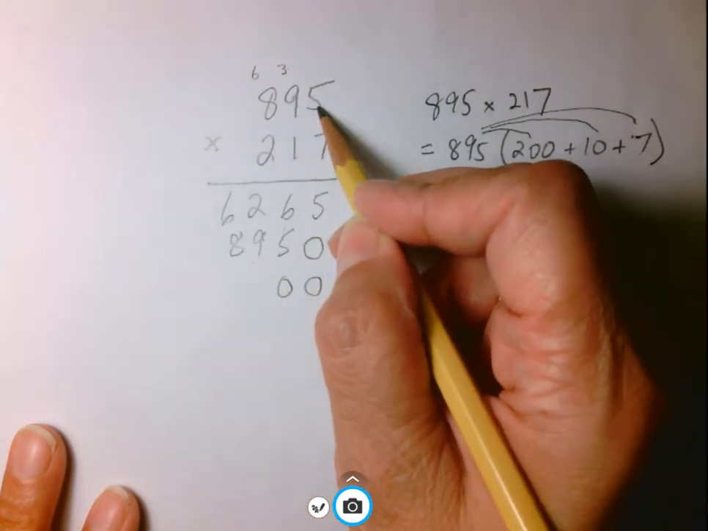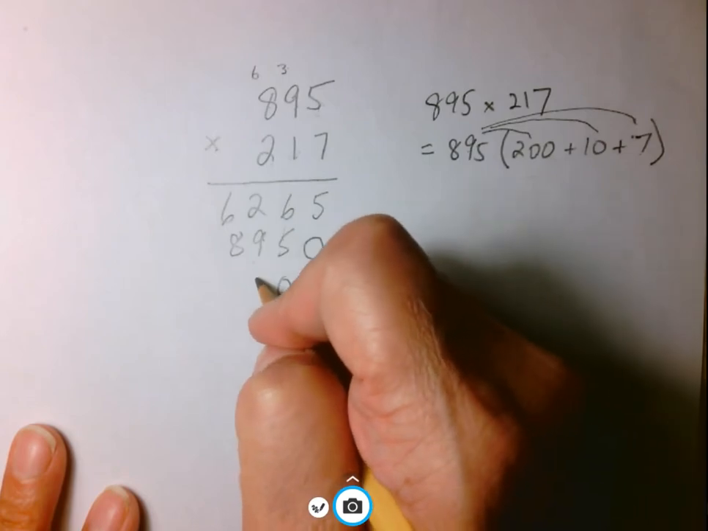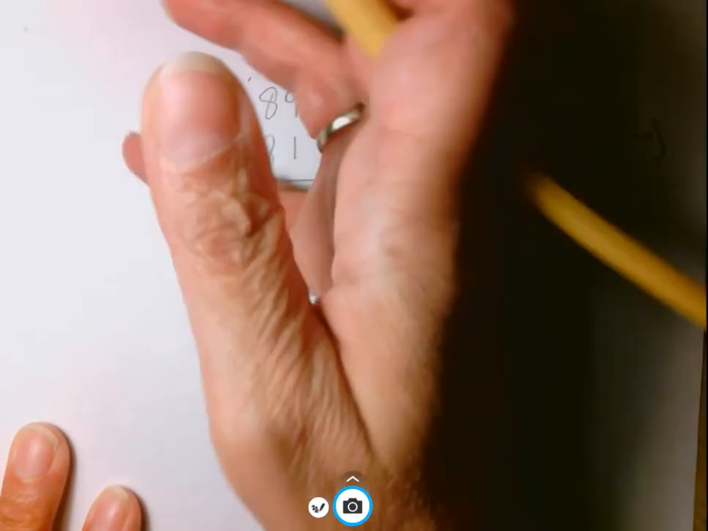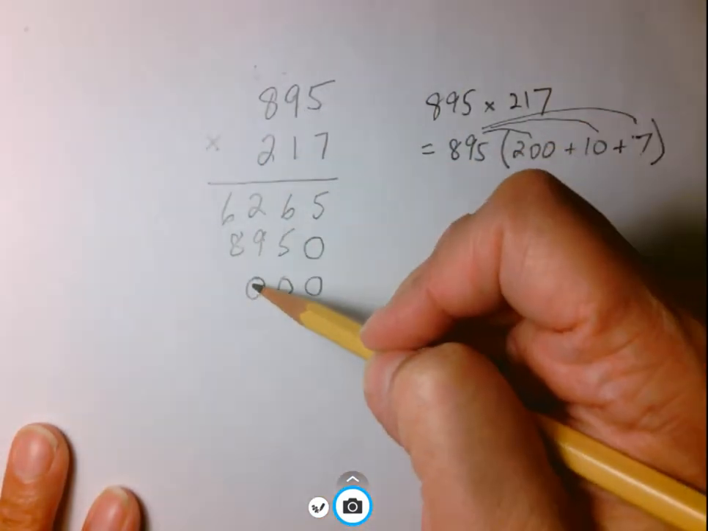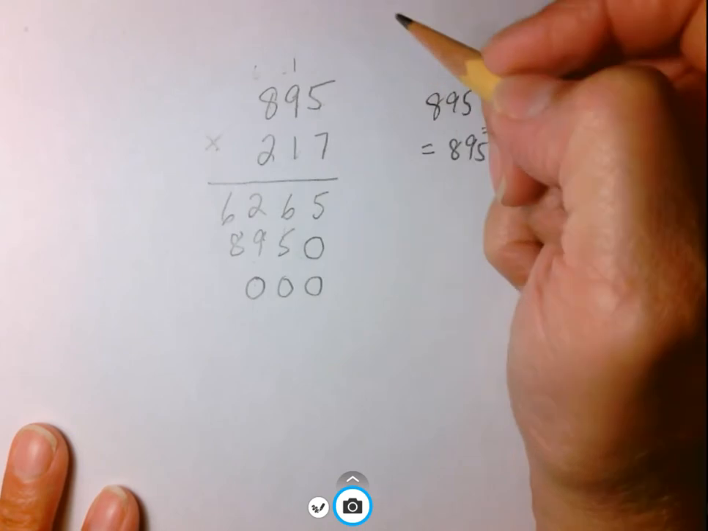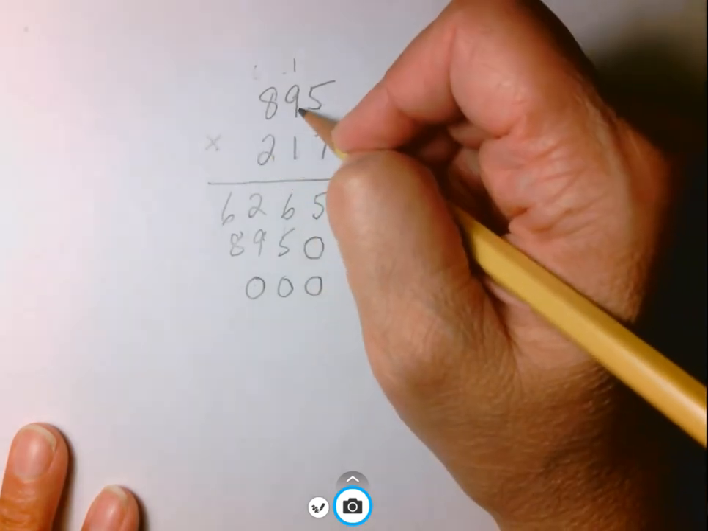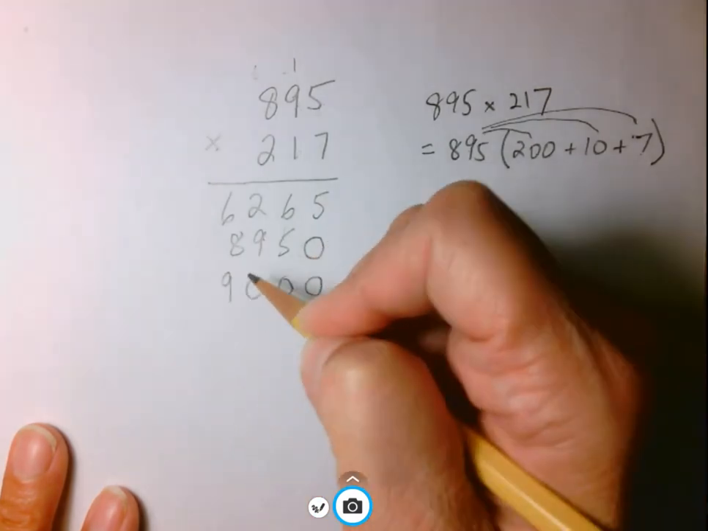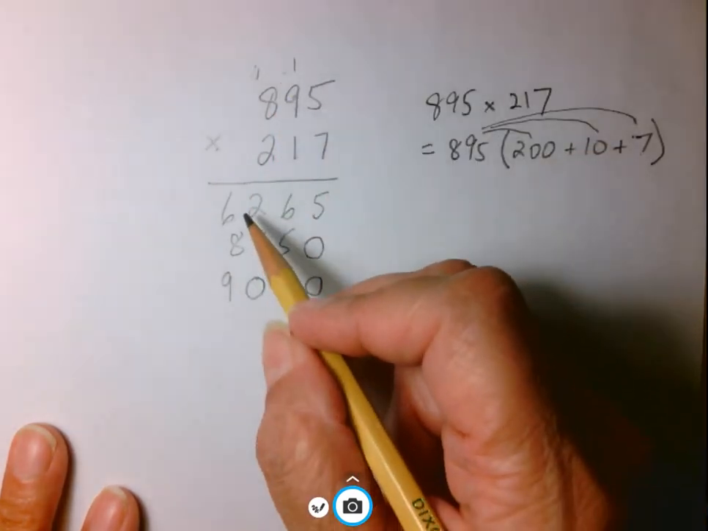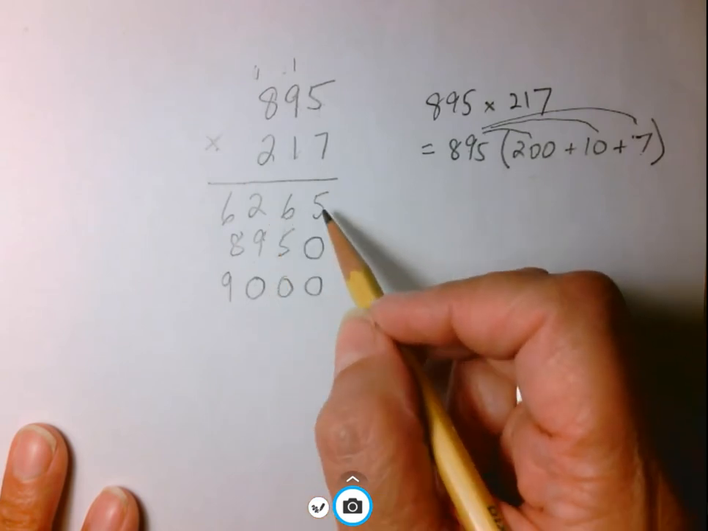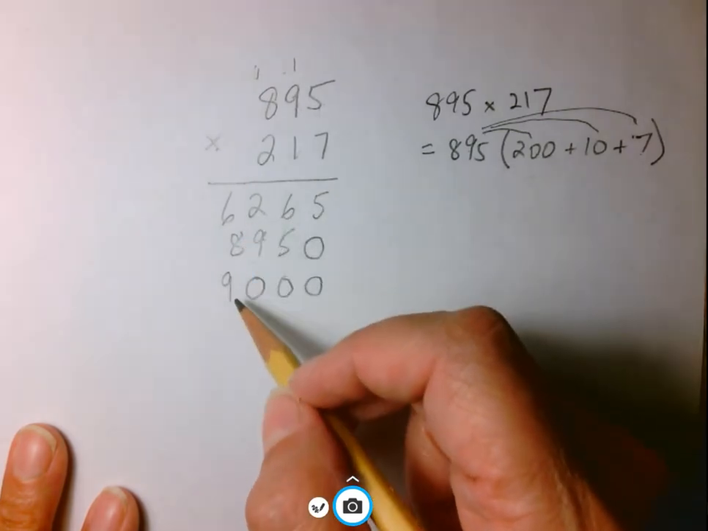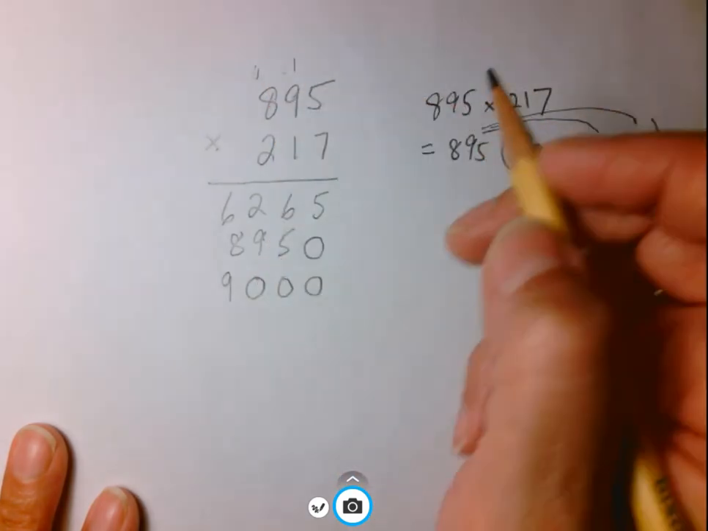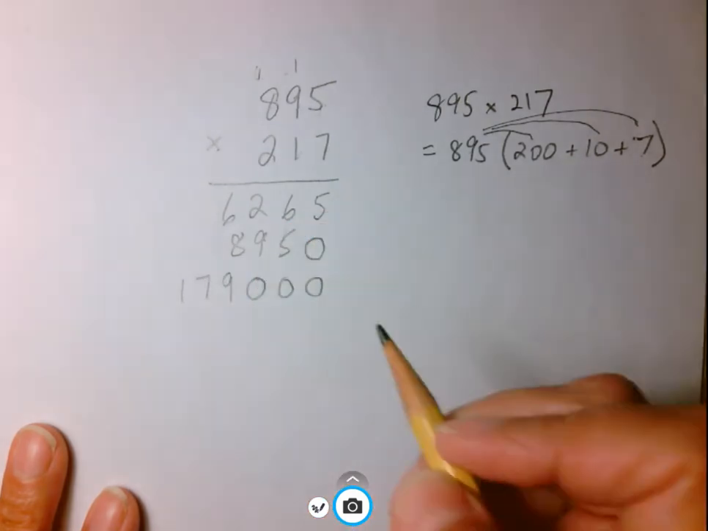So I'll go 2 times 5, that's 10. So I'll write the ones digit and carry the tens digit. Let me get rid of these from before. So 2 times 5 is 10, so write down the 0 and carry the 1. 2 times 9 is 18, plus this 1 is 19. So I'm going to write down the 9 and carry the 1. I'm being careful to not get too out of line here with these columns. Then I have 2 times 8 is 16, plus the 1 is 17. So I'm just going to write my 17 here.